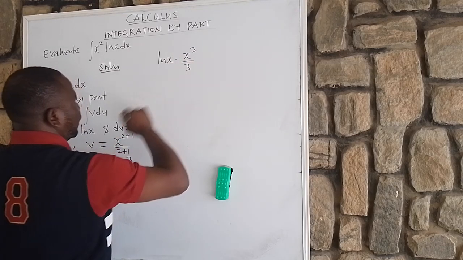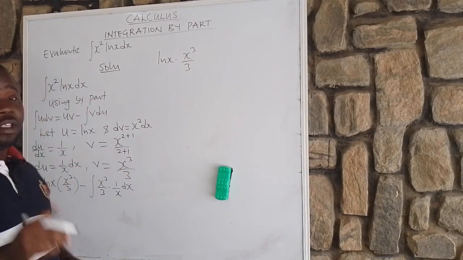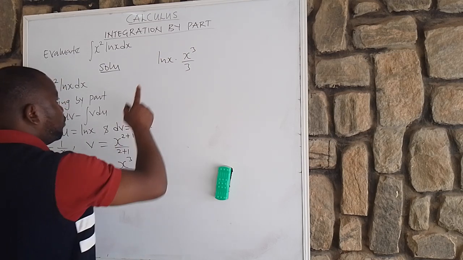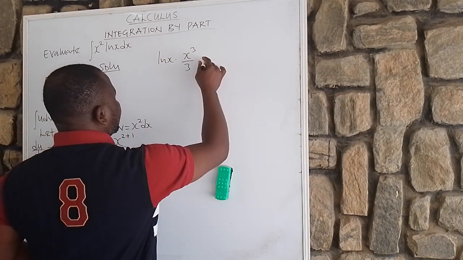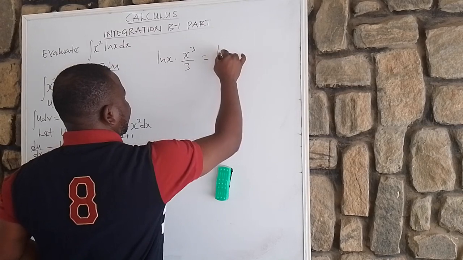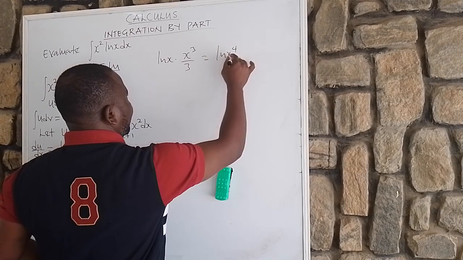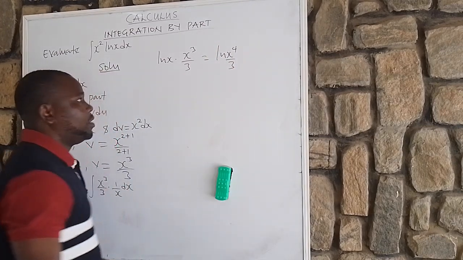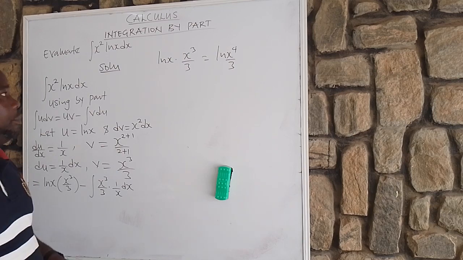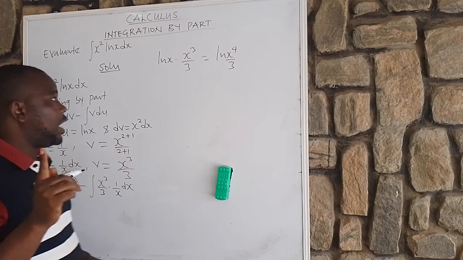all over 3, I know some people want to write it this way, and this is the same thing as ln x raised to the power of 4 all over 3. You are wrong, please, mathematically. Is that clear? Please, you are wrong.